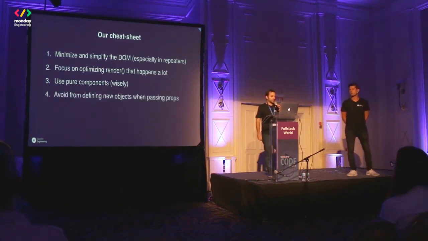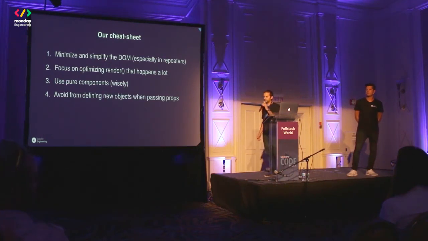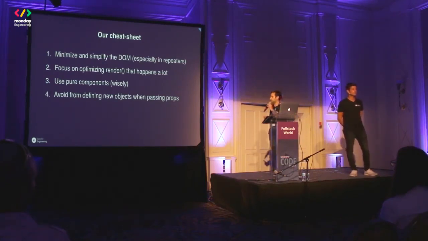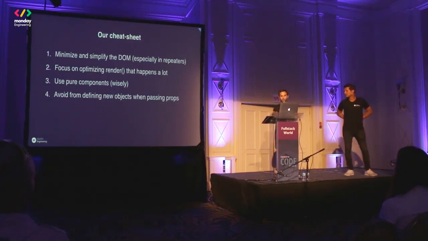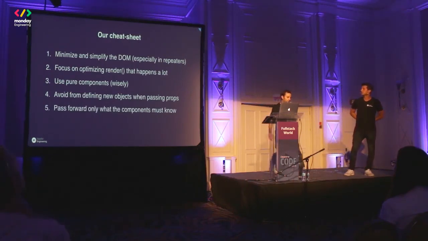The fourth thing is to try to avoid defining new objects when passing props. It can be either, as we saw, with callback functions, it can be with empty objects, and there are a lot more examples. This actually messes up all the intent behind shallow props comparison and causes a lot of unnecessary rendering. And the last thing is what we saw with the most recommended feature ID.